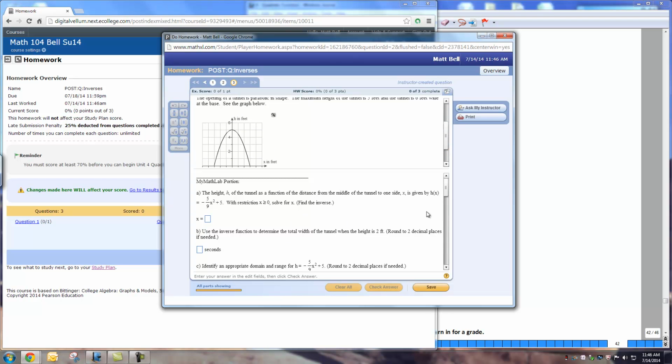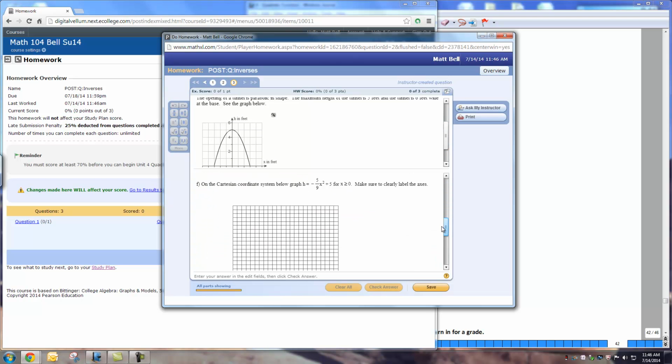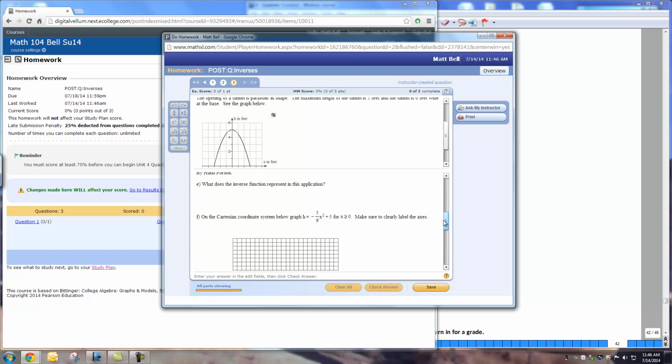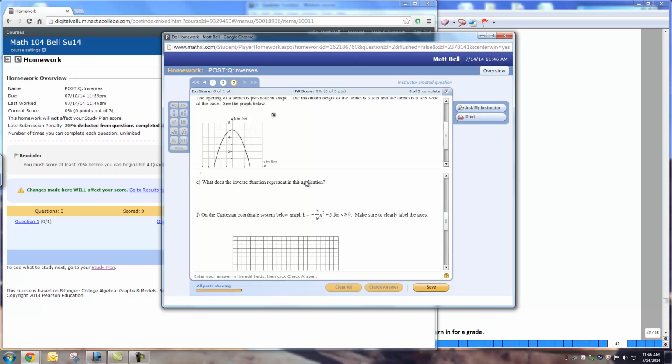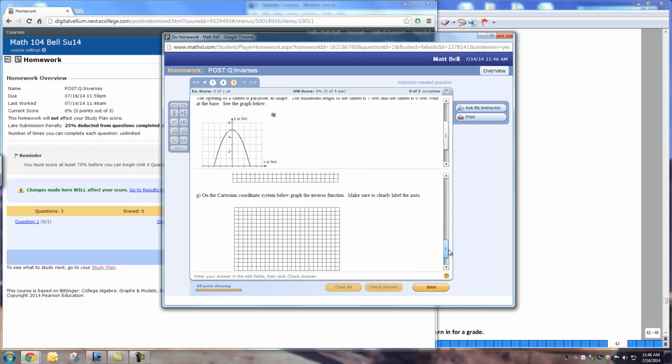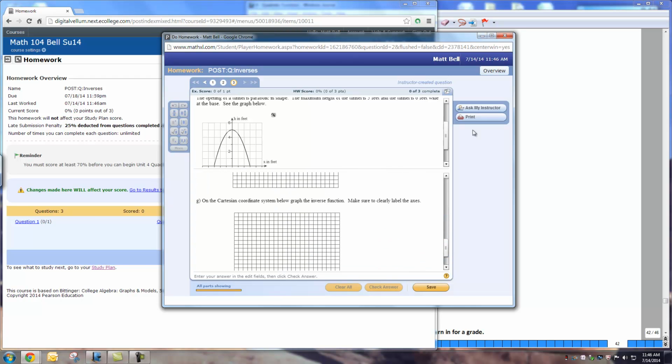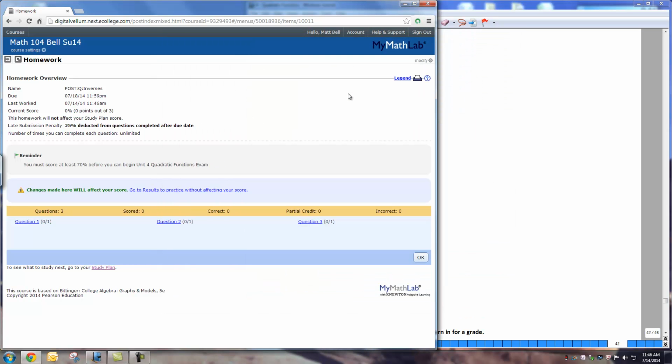So make sure you answer all these questions in my math lab, and then answer question E in your Word document, and then graph this for x greater than or equal to 0, and the inverse. All right, so later on today, what I'm going to do is I'm going to send you your final exam review, so we can start thinking about that.